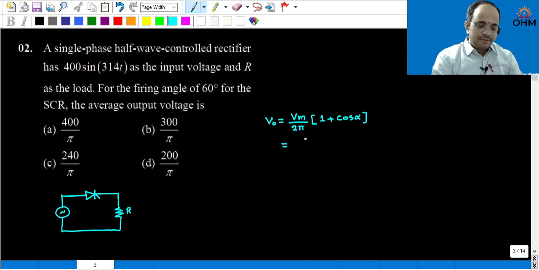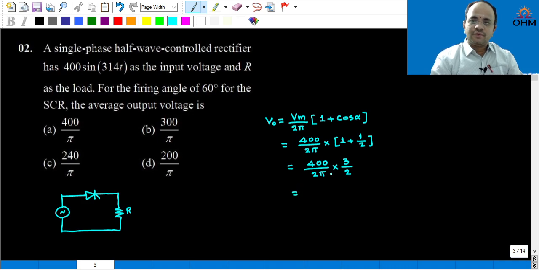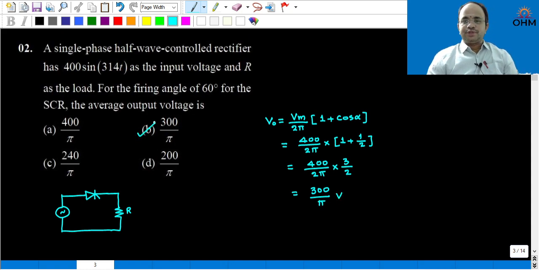So what is Vm here? 400 divided by 2 pi into, as alpha is given 60 degree, cos alpha will be 1 by 2. That means 400 divided by 2 pi into 3 by 2. So 4 will cancel 400 100 times. Then 300 divided by pi in volt. So option B is an appropriate answer.